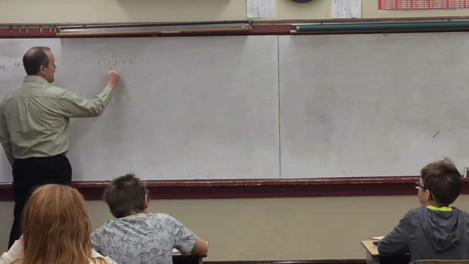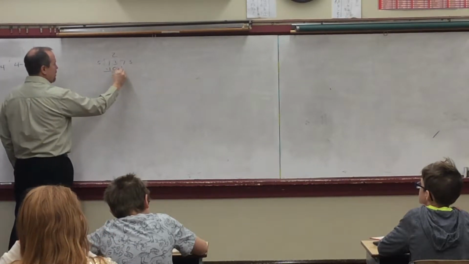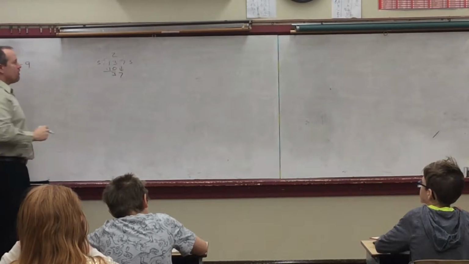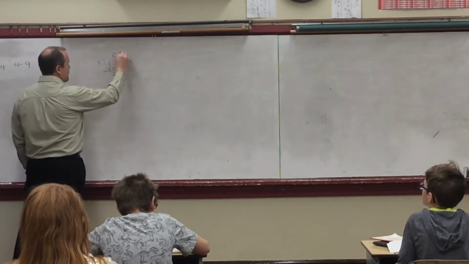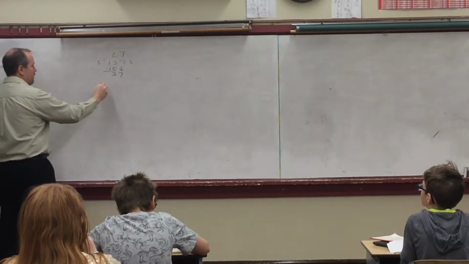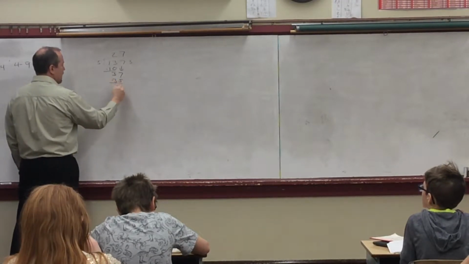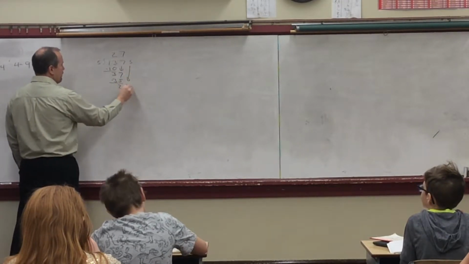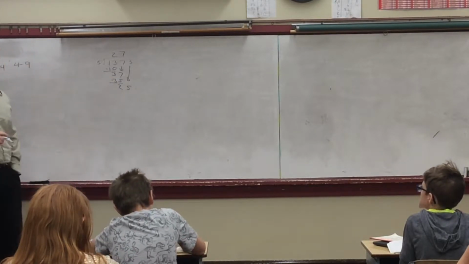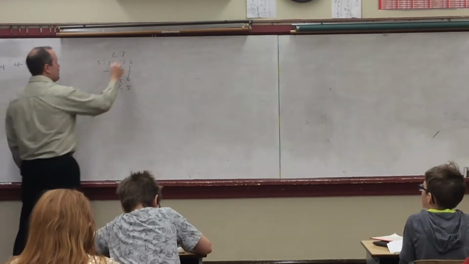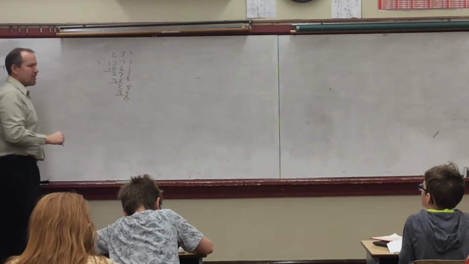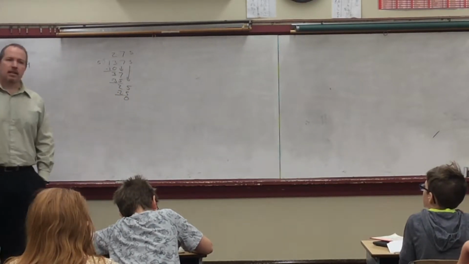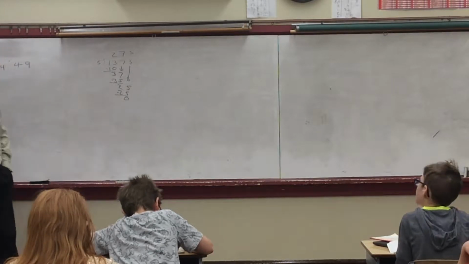2 times 5 is 10. I subtract, I get 3. I bring down the 7. 5 goes into 37 how many times? 7. That 7 is going to go above that 7. 7 times 5 is 35. I subtract, I get 2. I bring down the 5. 5 goes into 25 how many times, Wyatt? 5. 5 times 5 is 25. I subtract, and I get 0. Okay? That's the basic steps for division.